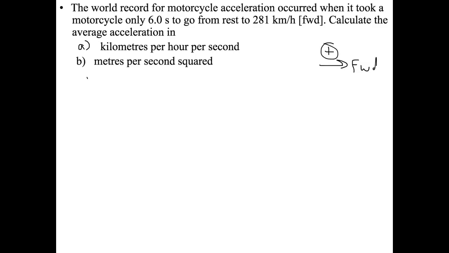Second thing we always do is write down what we are given. We are told the time is 6 seconds. We're told VI is 0. We're told VF is 281 kilometers per hour forward. And we're looking for acceleration.